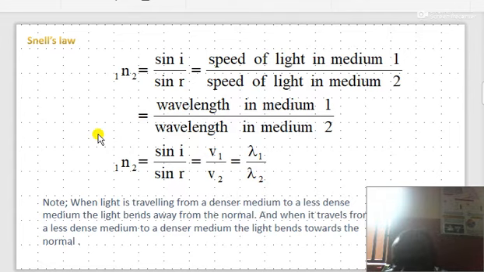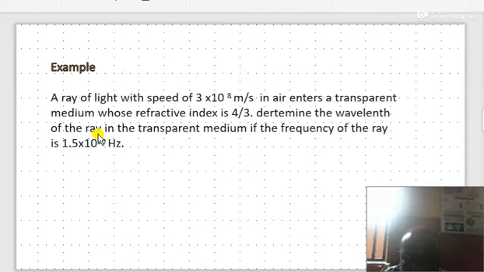That means it changes its course closer to the normal. So that is for the direction. So let us see this next law in a simple example. Now, how do we apply Snell's law?